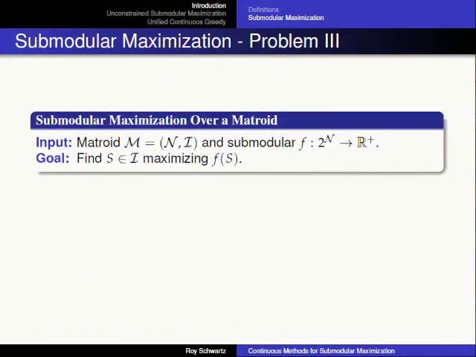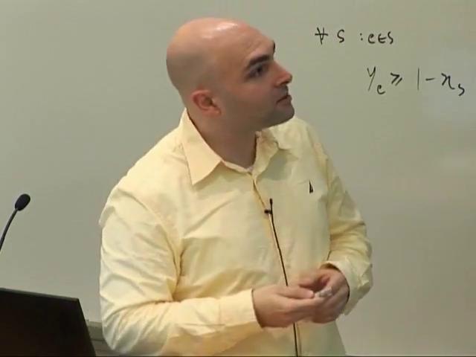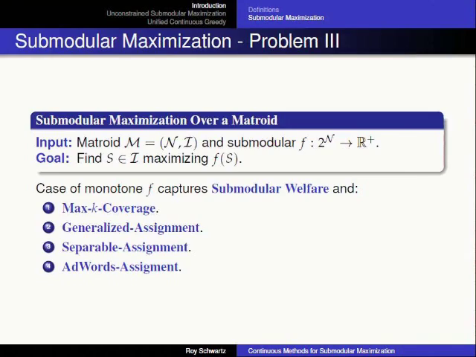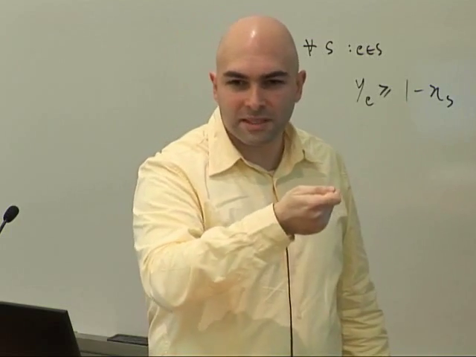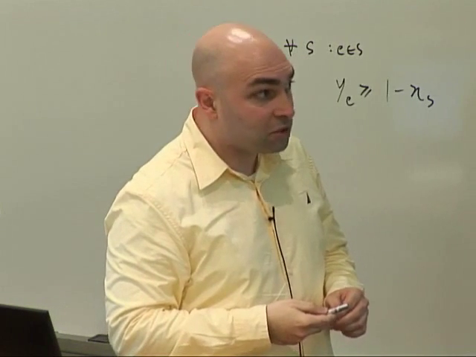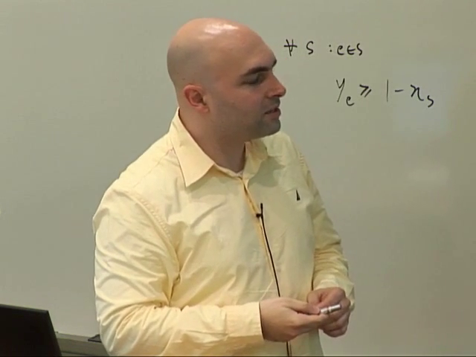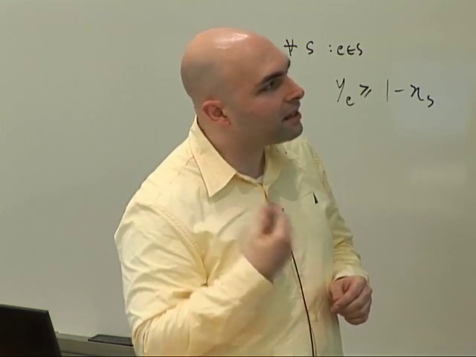And the last problem I'm going to mention is what is called maximizing a submodular function over a matroid. Again, we have a matroid and a submodular function. We just want to find an independent set in the matroid that maximizes the value of the submodular function. So why is this problem interesting? First of all, it captures the submodular welfare problem. I won't go into the details, but the submodular welfare problem is a special case, with a partition matroid. And also maximum coverage, generalized assignment, these two extremely basic problems, and also refinements of these problems, are all special cases of maximizing a submodular function over a single matroid.